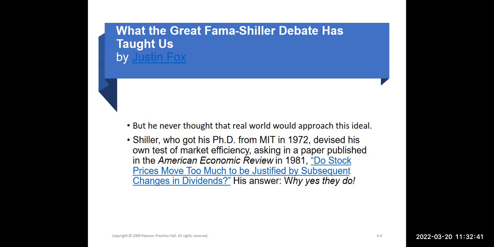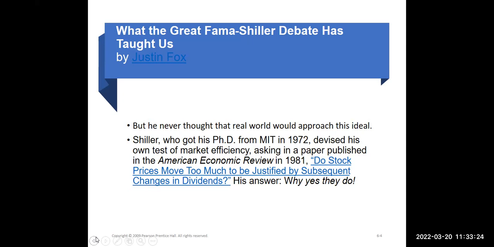He was Bob Shiller. He got his PhD from MIT in 1972. MIT is the Massachusetts Institute of Technology. He devised his own test of market efficiency, asking in a paper published in the American Economic Review, the most prestigious journal in economics, in 1981: do stock prices move too much to be justified by subsequent changes in dividends? His answer was yes, they do.